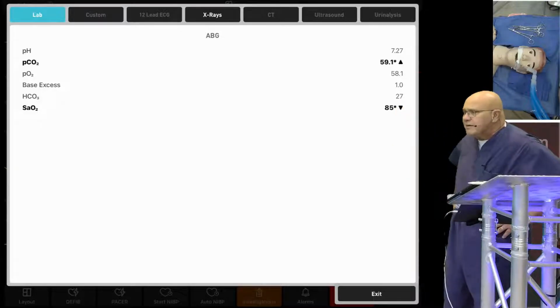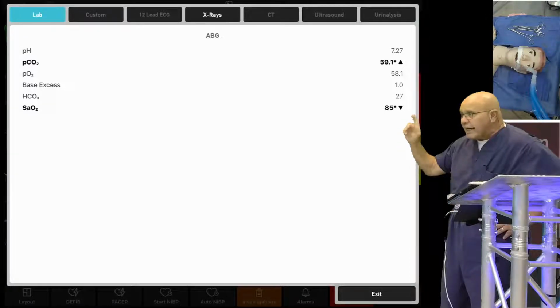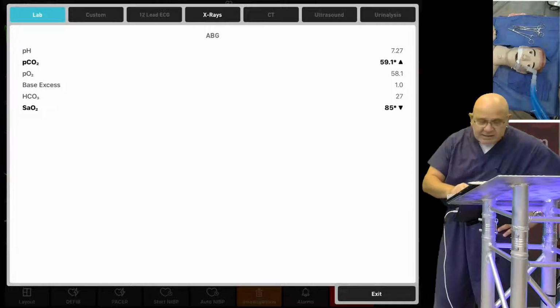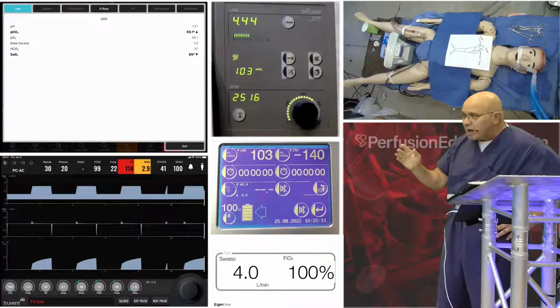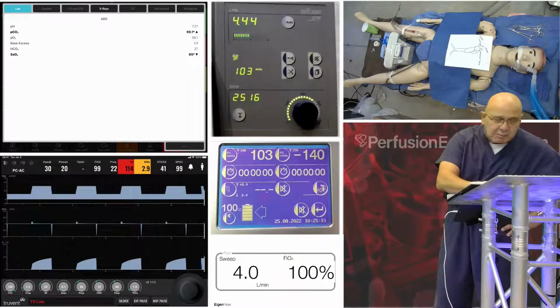His pH is 7.27, 59, 58 on the PO2. Bicarb is 27, and the SAT is 85. So the monitor is correct. And this is from the right side. So remember that is a difference. But he's also been bronched and had all of those problems that we talked about.